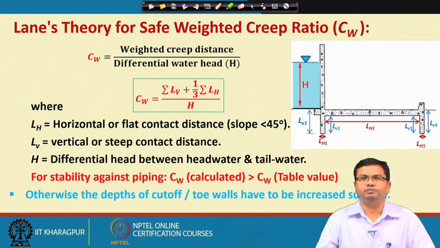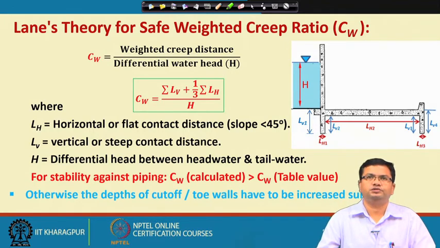So, for stability against piping, generally the calculated CW value should be greater than the tabular value, and the CW table value is already computed depending on the different soil types of the foundation material. Otherwise, the depths of cutoff or toe walls have to be increased. If it is less than the table value, then you have to increase the depth, that is LB1 or LB2 or LB3 and LB4, so that the stability against piping failure is achieved.